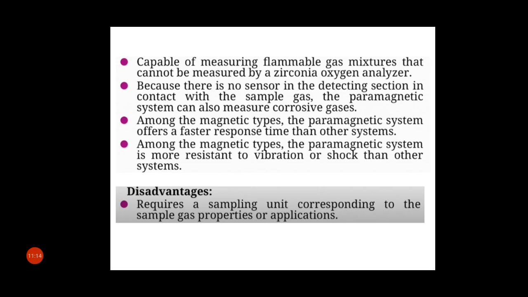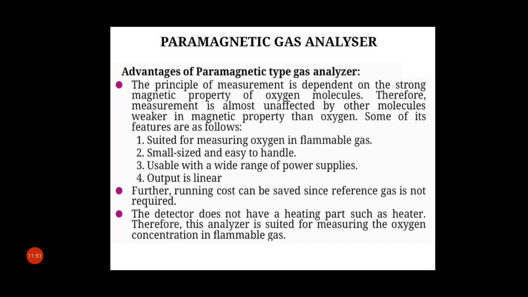Next advantage is that because there is no sensor in the detecting section in contact with the sample gas, the paramagnetic system can also measure corrosive gases. The next advantage is that among the magnetic types, the paramagnetic system offers a faster response time than other systems. And the last one is that among the magnetic types, the paramagnetic system is more resistant to vibration or shock than other systems. Okay, so these are the advantages of the paramagnetic type oxygen analyzer.